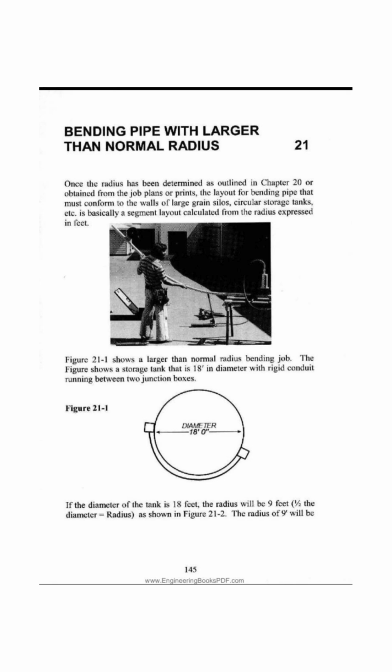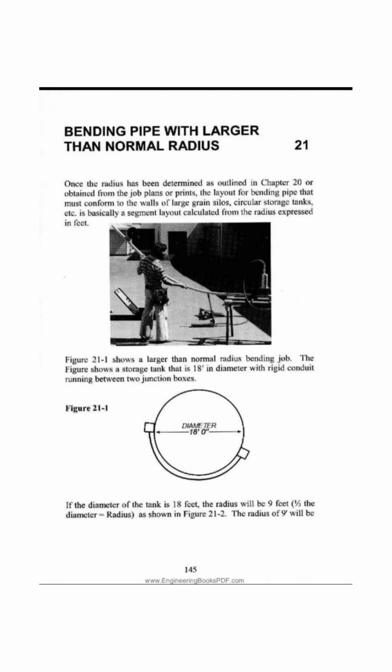This is basically a segment layout calculated from the radius expressed in feet. Figure 21-1 shows a larger than normal radius bending job. The figure shows a storage tank that is 18 feet in diameter with rigid conduit running between two junction boxes. If the diameter of the tank is 18 feet, the radius will be 9 feet, 1/2 the diameter equals radius, as shown in figure 21-2.